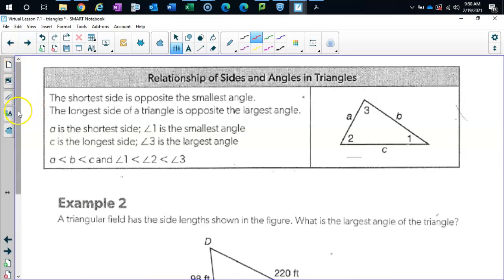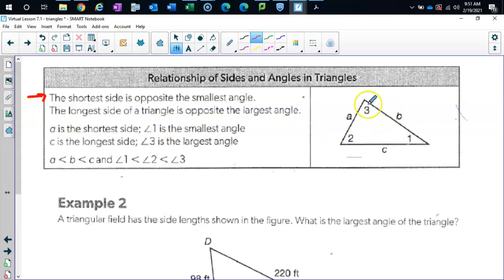All right. Now, this up here, I'm not even going to read this because, well, I will read part of it. Relationships of sides and angles. We kind of already talked about this. 2 equal sides has 2 equal angles. 3 equal sides has 3 equal angles. Now, look what this says. The shortest side is opposite the smallest angle. Shortest side is opposite the smallest angle. And the longest side is opposite the largest angle.